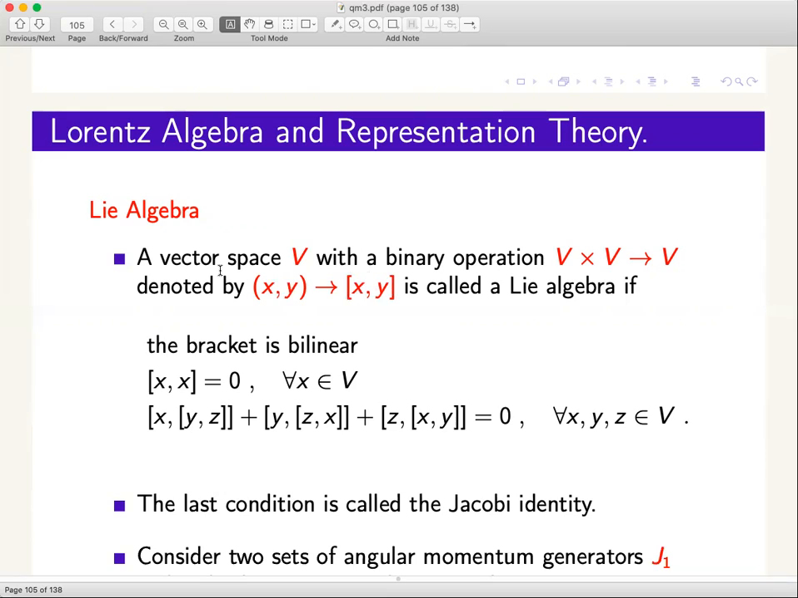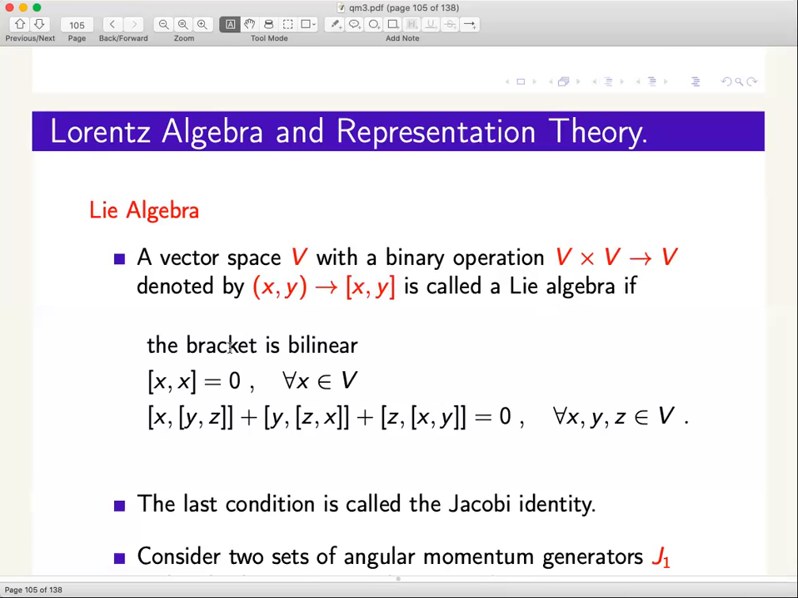Okay, so a Lie algebra is a vector space with a binary operation: if you are given two elements of the vector space, it maps them to a new element, which is the Lie bracket of those two elements. This vector space with a binary operation is called a Lie algebra if it satisfies the following three conditions.